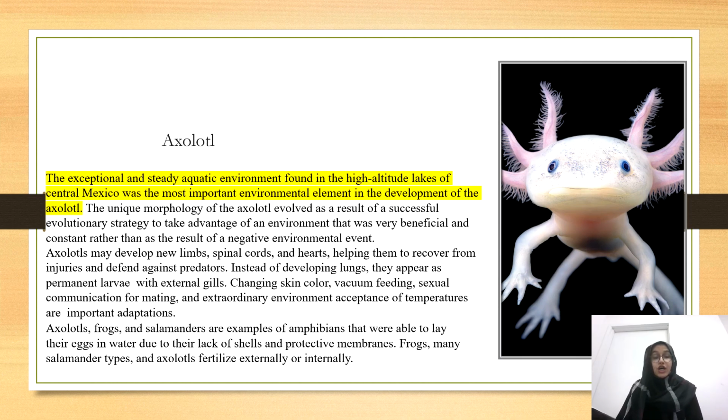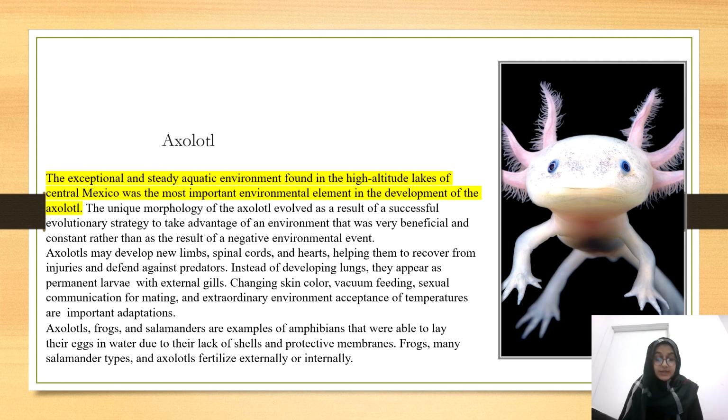Axolotl have limbs, spinal cord, and heart that help them to recover from injury and also defend them against predators. They do not have lungs, but they do have the larvae with external gills. So they do not have developed lungs like any other creature has. Instead of that, they have the larvae and external gills.